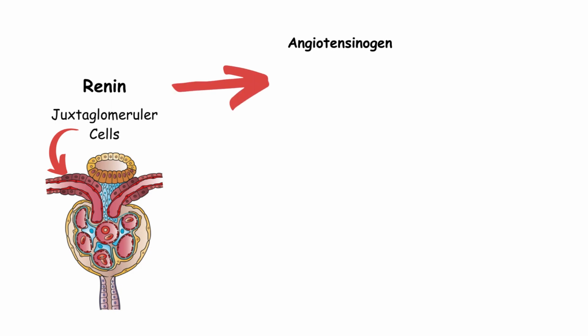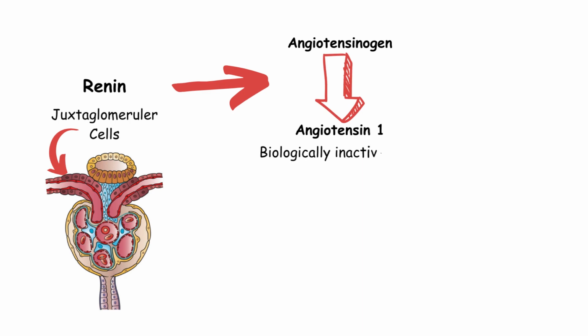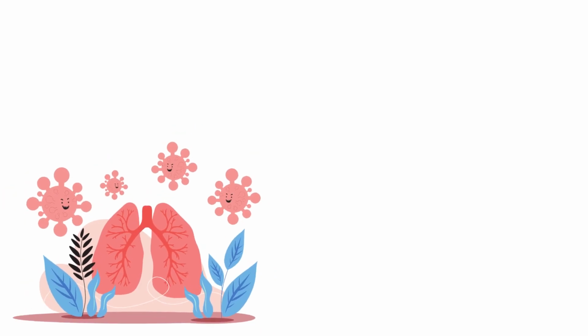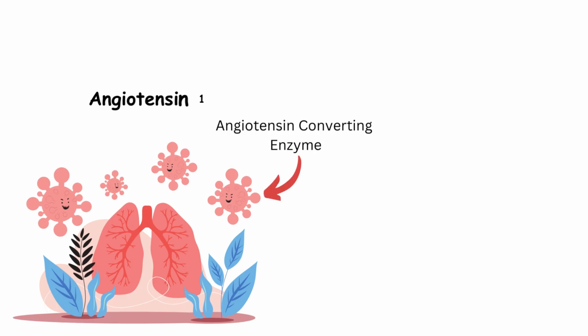This renin converts angiotensinogen to angiotensin 1, but angiotensin 1 is biologically inactive and has no known function. The angiotensin 1 then travels to the lungs, the pulmonary circulation. Within this pulmonary circulation, there is a special enzyme called angiotensin-converting enzyme, ACE. It converts angiotensin 1 to angiotensin 2.